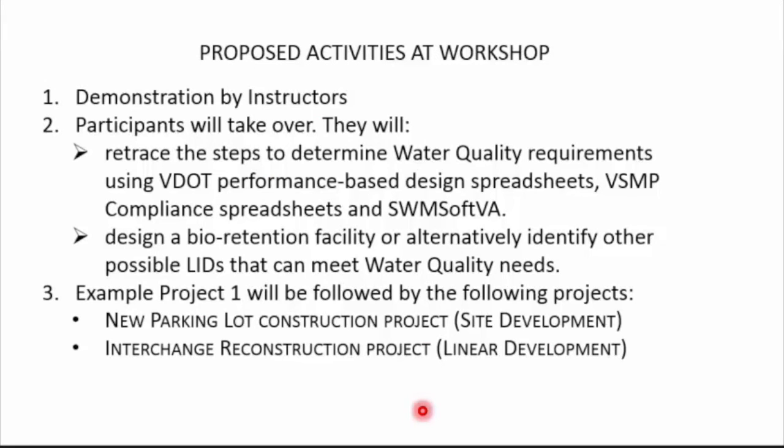The proposed activities for this workshop, as far as this example is concerned, is first we demonstrate the project, assuming that this will be a grandfathered project, in which case we use the VSMP performance-based design spreadsheets. Then we retrace the steps to determine the water quality requirements using the performance-based criteria, using VDOT spreadsheets. Then we do the same with the VSMP compliance spreadsheets.